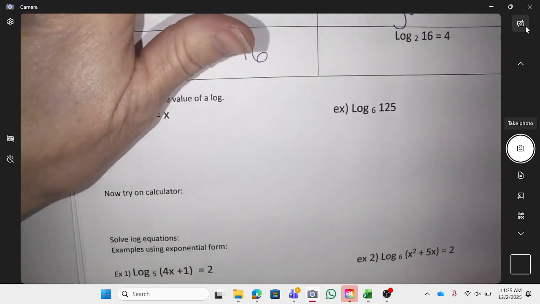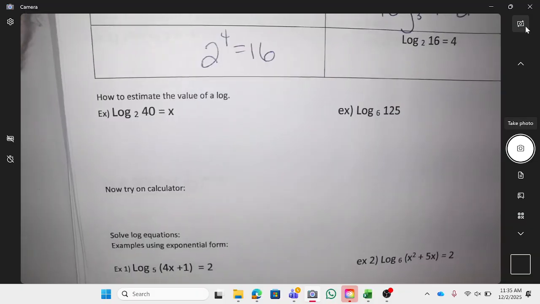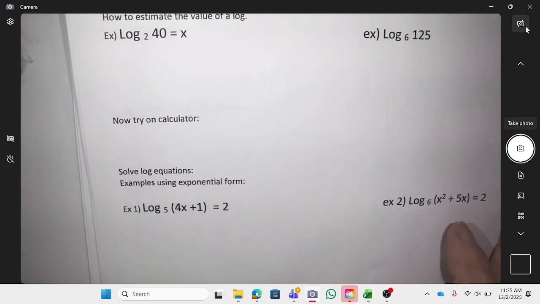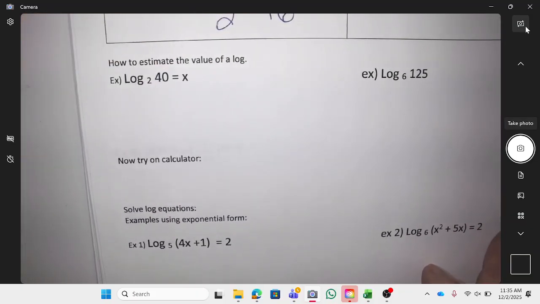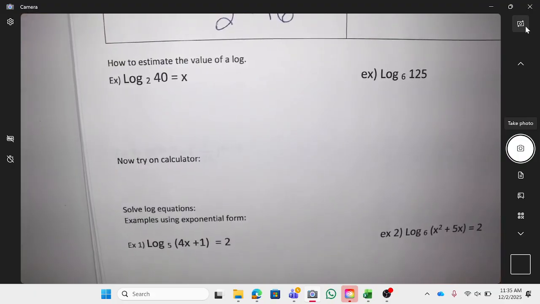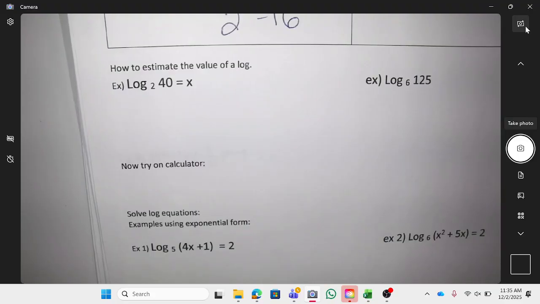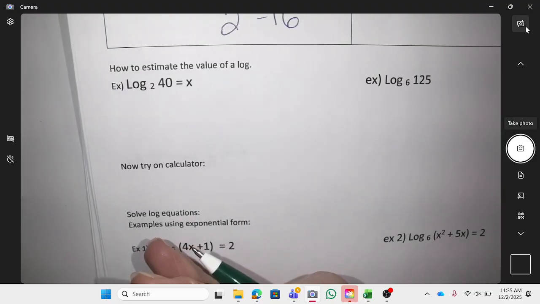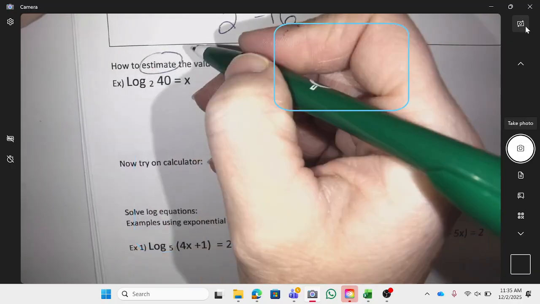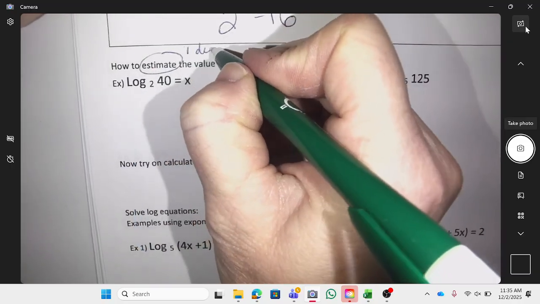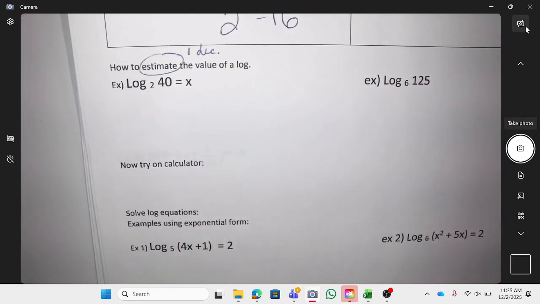You always have to read it like that. Estimating a value of a log. So again, what are we doing? We're trying to figure out what's the exponent. This is not a perfect one, right? 2 to something is not going to get you to 40. So it's going to be decimally. So this is an estimate, and they're expecting 1 decimal place on these because it's an estimate.